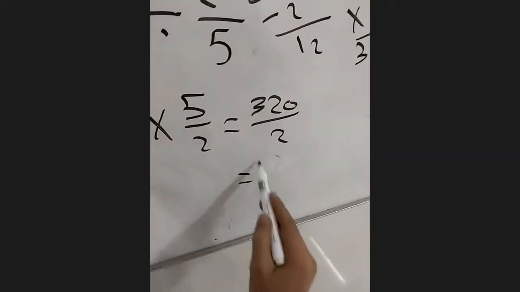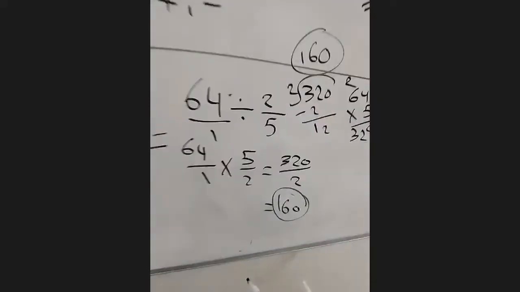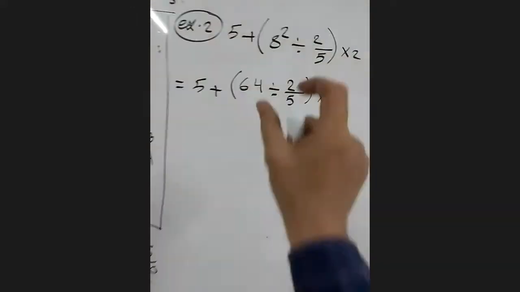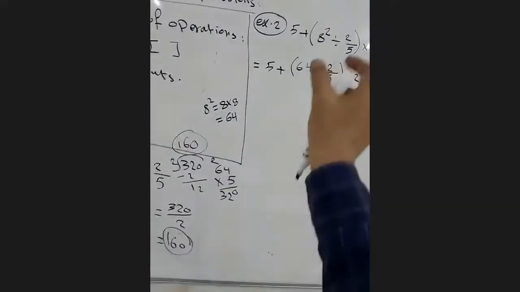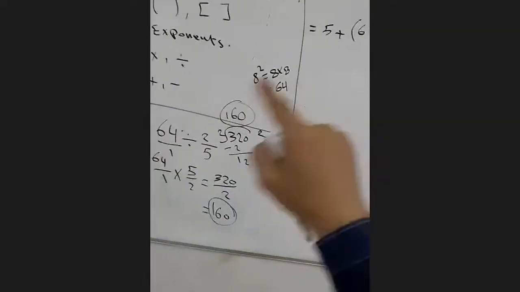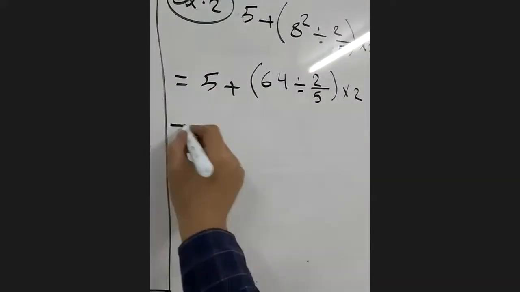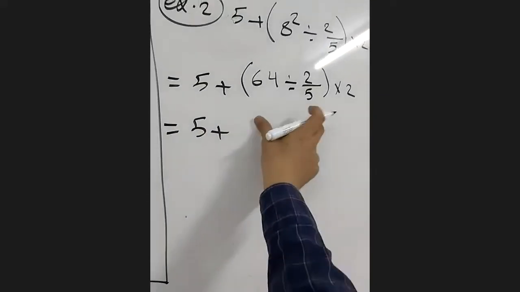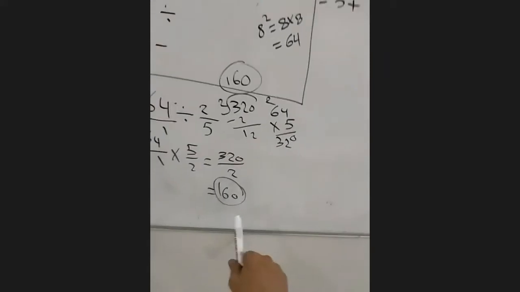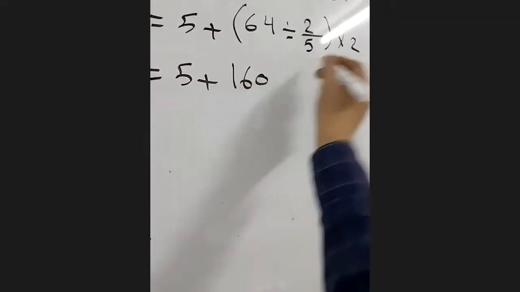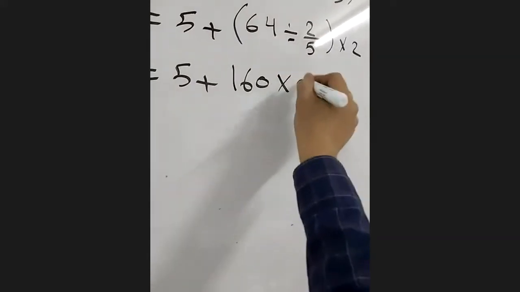So the answer here is 160. The answer of what? Of 64 divided by 2 over 5 of the bracket. So I get the bracket, guys, the parentheses, and I prepare it here, and I get the answer of it. So this is equal 5 plus, in place of the bracket now, I will put the answer of it, which is 160, and the multiplication by 2 comes down.